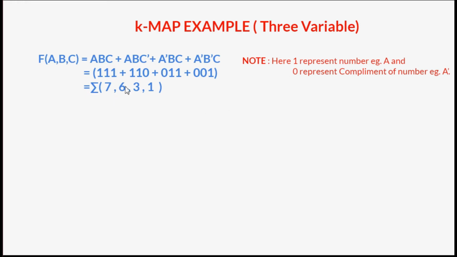So if I have written 6, which means the term 110, it would be represented by A being 1, B being 1, C being 0, that means C complement is there. Next is the term 3, which would be represented by the binary number 011. So 0 means A complement, and B and C are going to be 1. Next the term is 1, which means 001. So we are going to represent that with A complement, B complement, C.